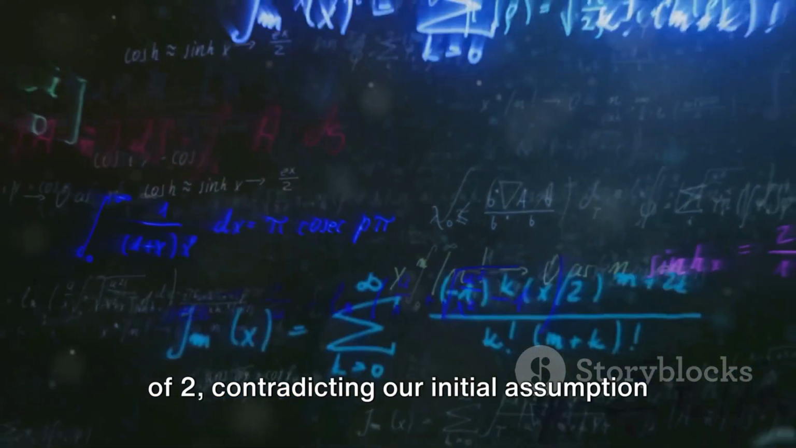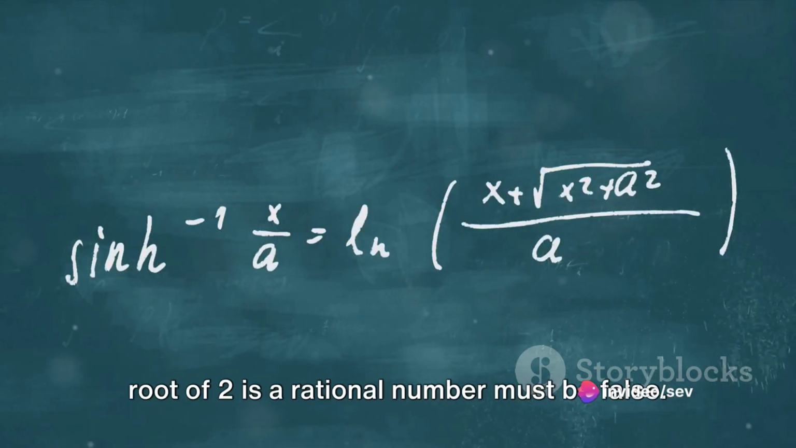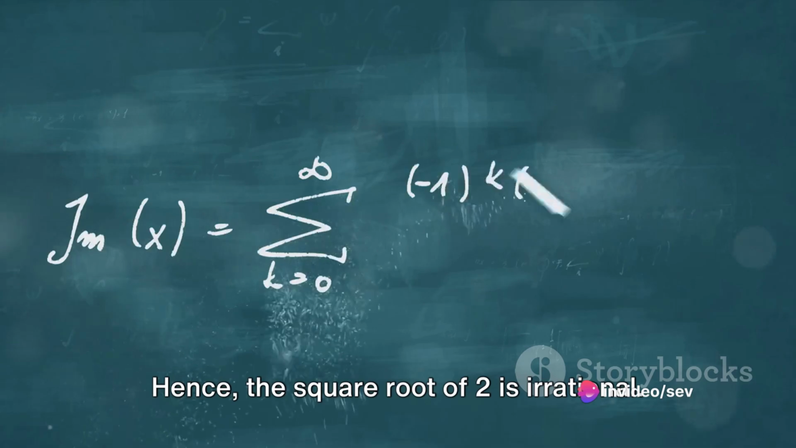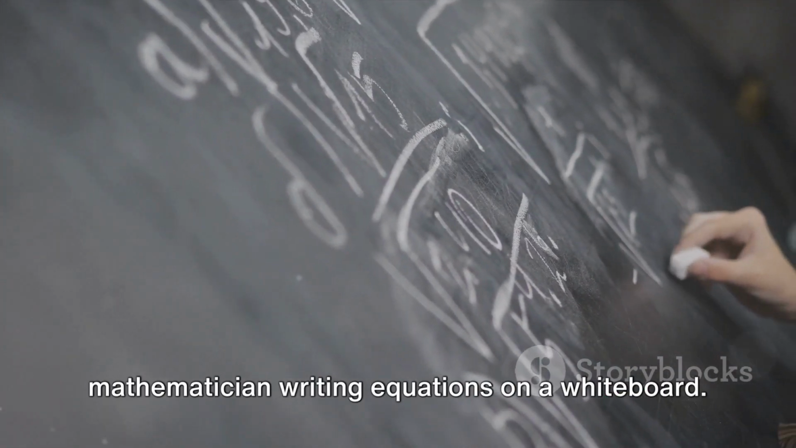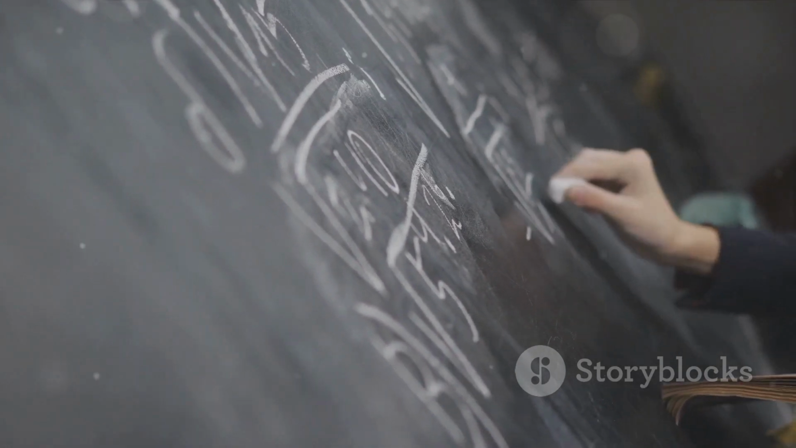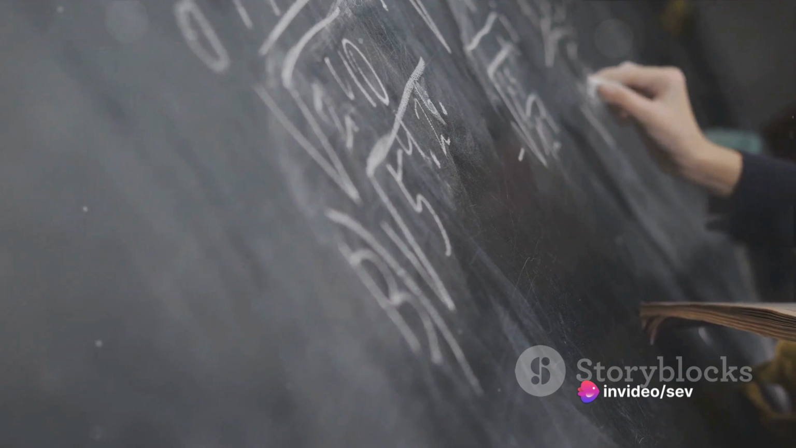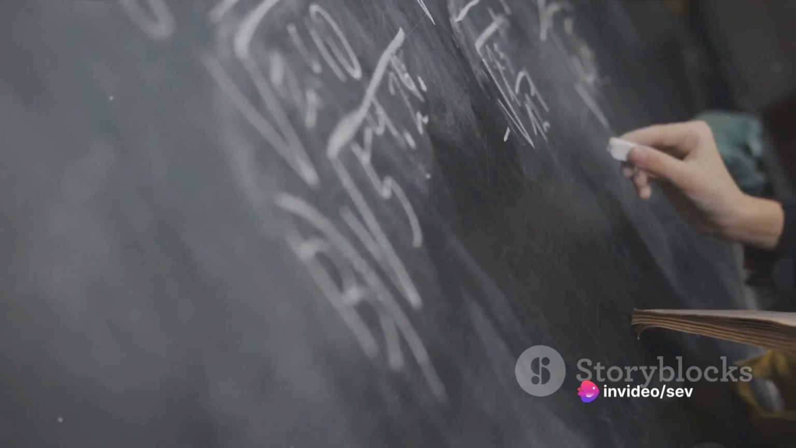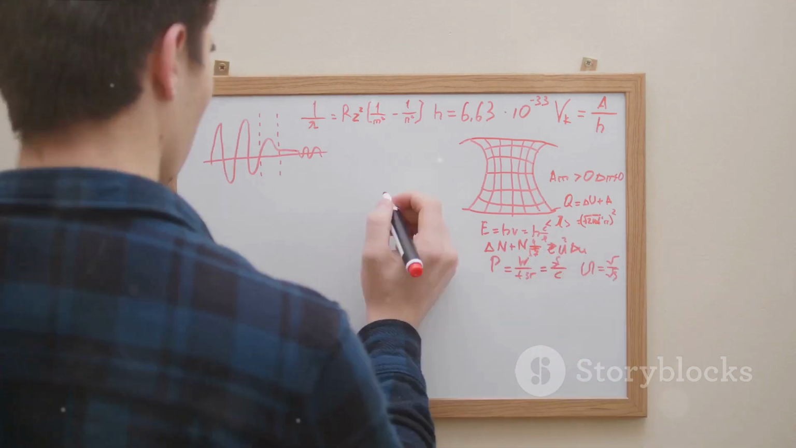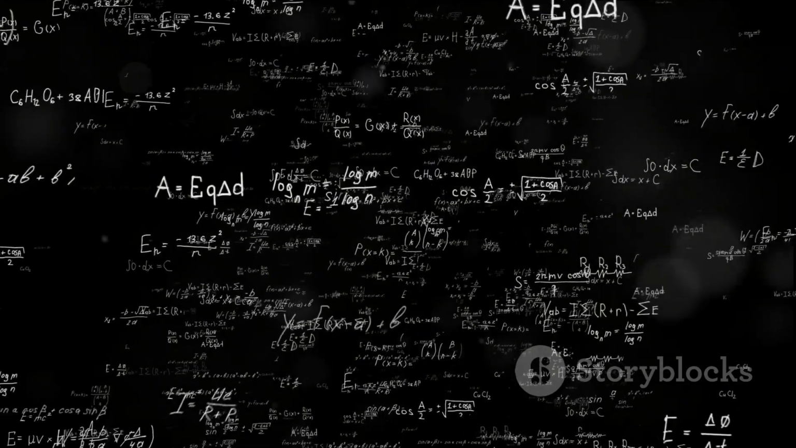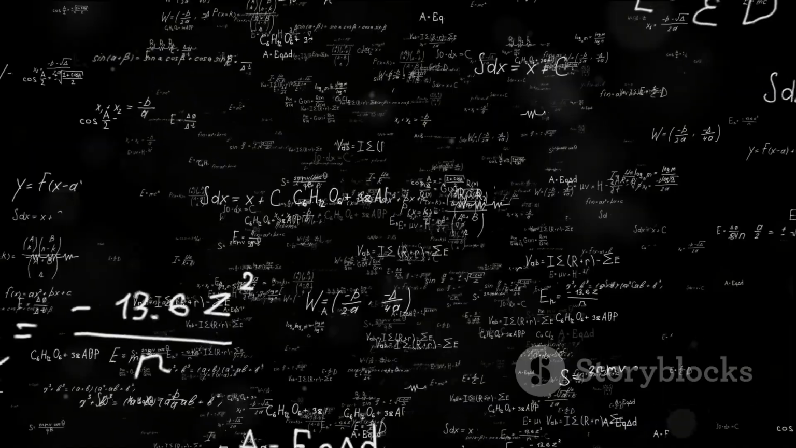If we multiply both sides of the equation by b squared, we get 2b² = a². Since a squared is divisible by 2, it means that a must also be divisible by 2. Let's say a = 2k, where k is an integer. Substituting this into the equation, we get 2b² = (2k)² = 4k². Dividing both sides of the equation by 2, we get b² = 2k².